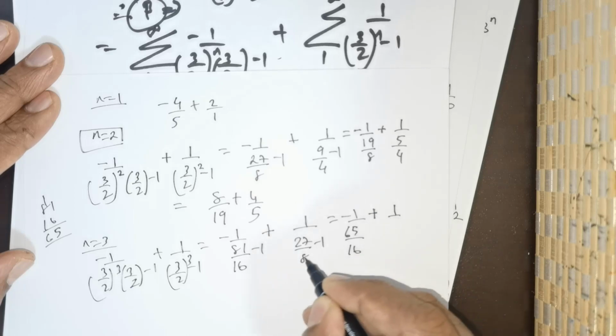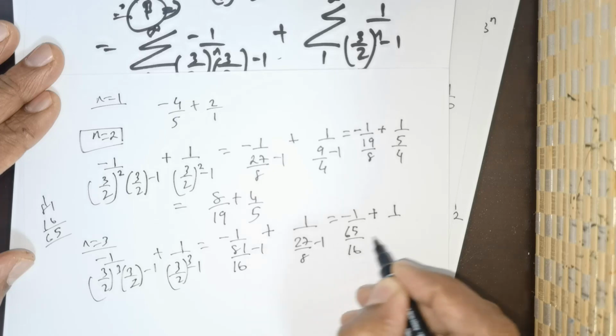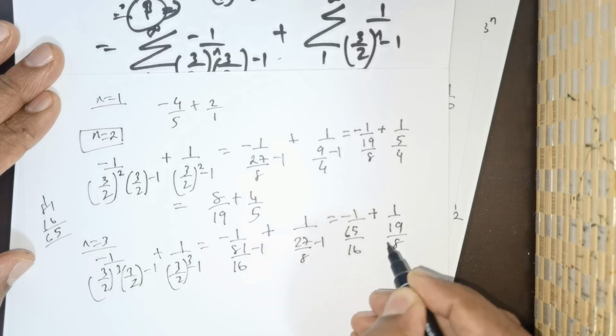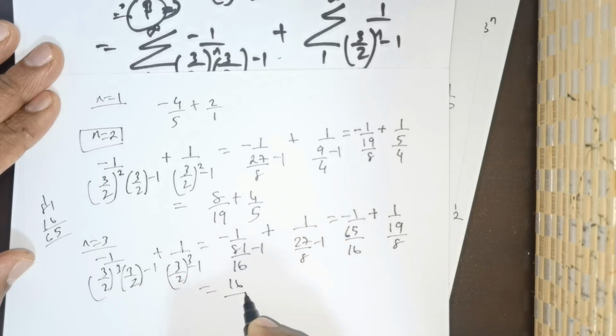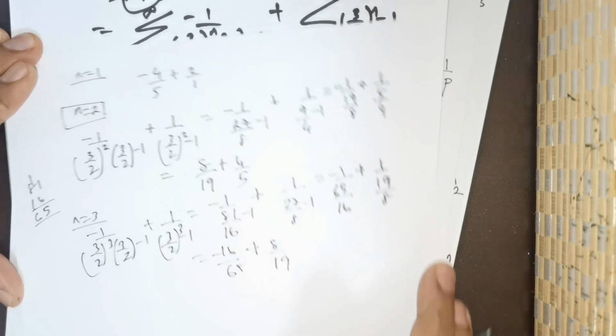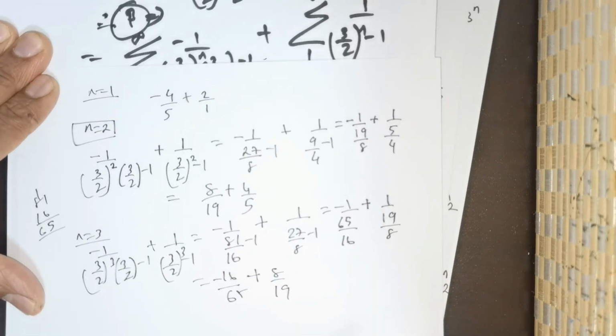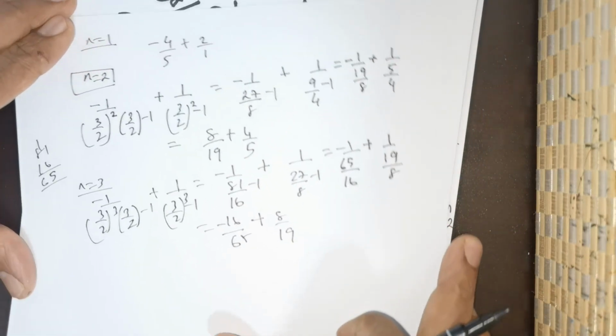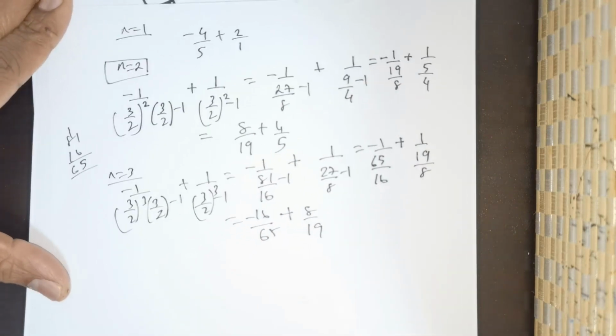Positive 8 over 19. So you flip this. This is 16 over 65 negative 2 positive 8 over 19, right? So this is what you've got. Now let me do one more term so that you can get that understanding.